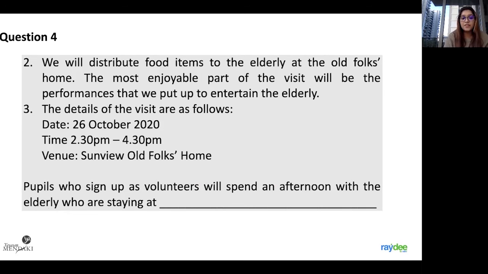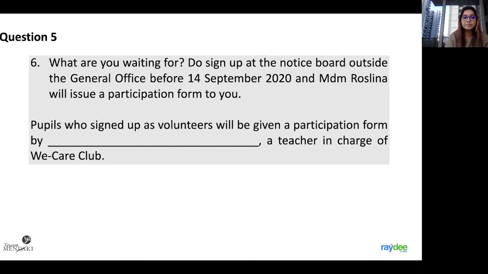So the details of the visit are as follows. Date, 26 October 2020. Time, 2:30 p.m. to 4:30 p.m. And venue, Sunview Old Folks Home. Now, pupils who sign up as volunteers will spend an afternoon with the elderly who are staying at the Sunview Old Folks Home.